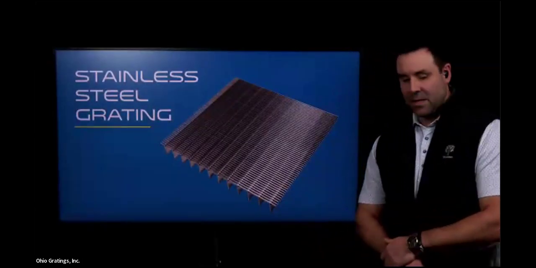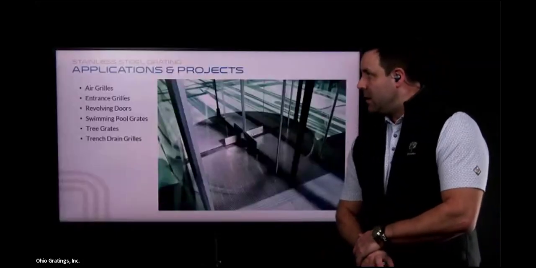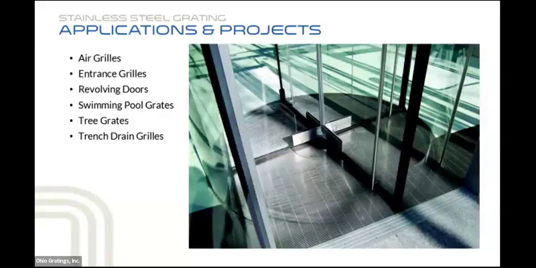So let's talk quickly about stainless steel grating. The applications and projects that these can be applied to: these can be applied in air grills. These could be applied in entrance grills, as we're talking about today. These can be applied and installed in revolving door systems. They could be involved in swimming pool or splash pad drainage and trench and water management. These could be applied in tree grates in public spaces, and these can be incorporated as trench drain grills as well.